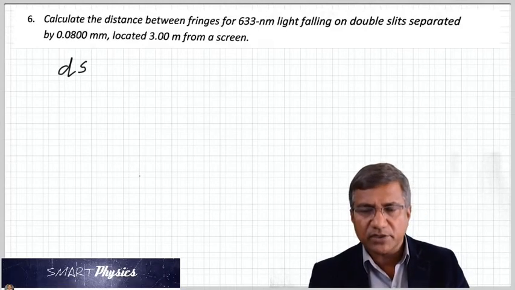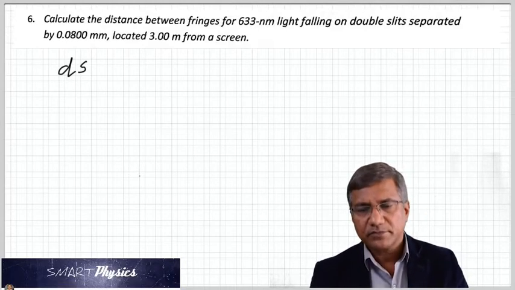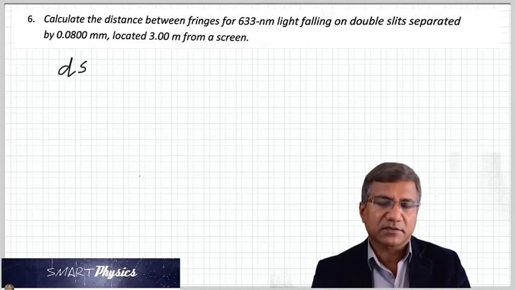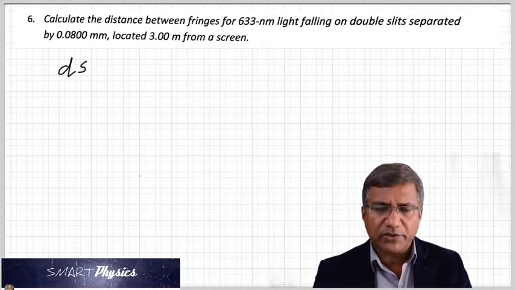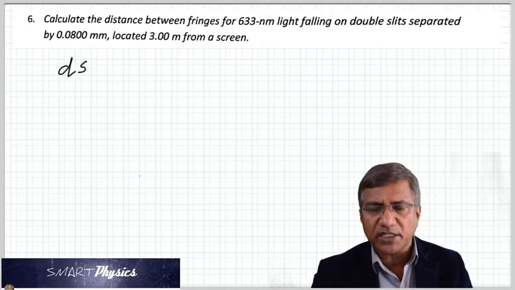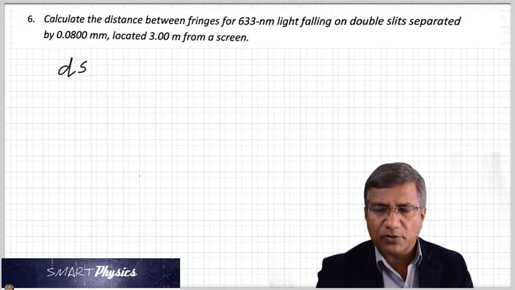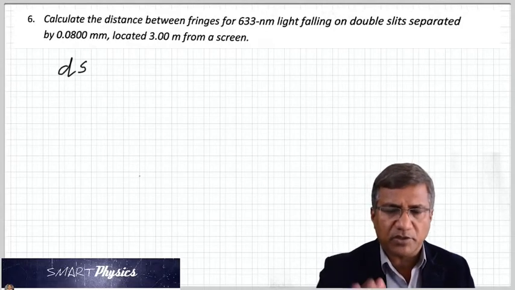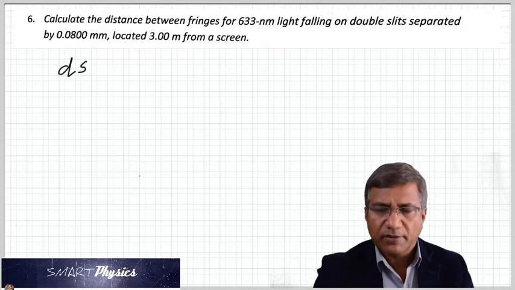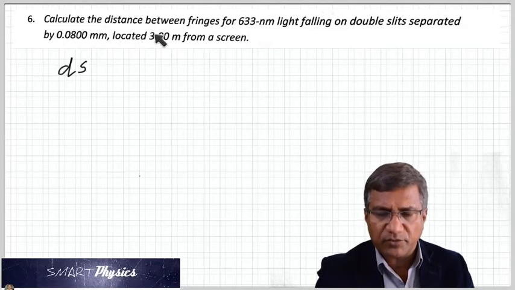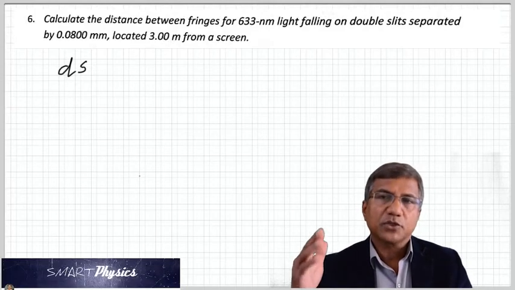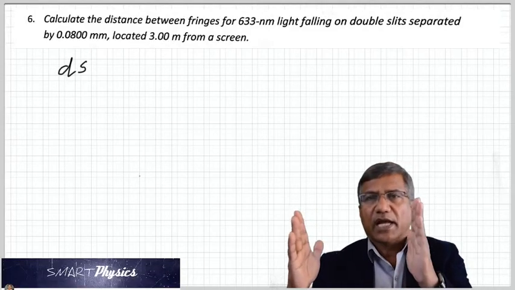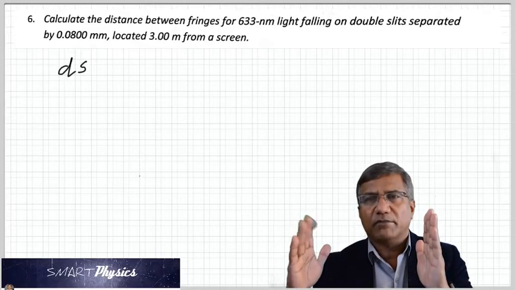That brings us to the next one, which says calculate the distance between fringes. Fringes means bands. Calculate the distance between bands for 633 nanometer light falling on double slits separated by 0.0800 millimeters. So we have the wavelength, we have the slit separation, and then we have something else: the screen located 3 meters away.